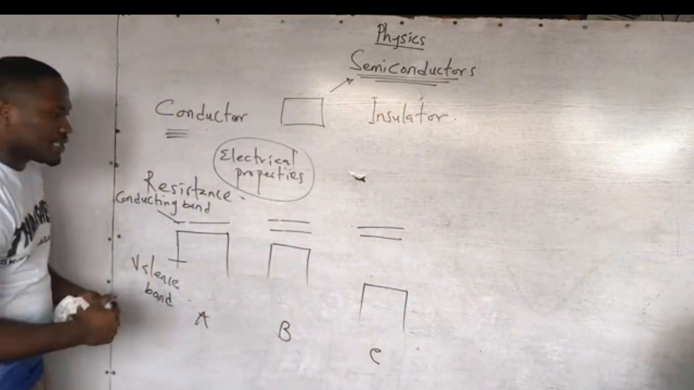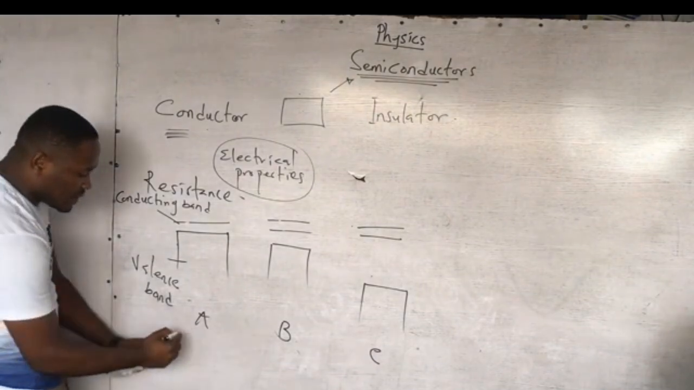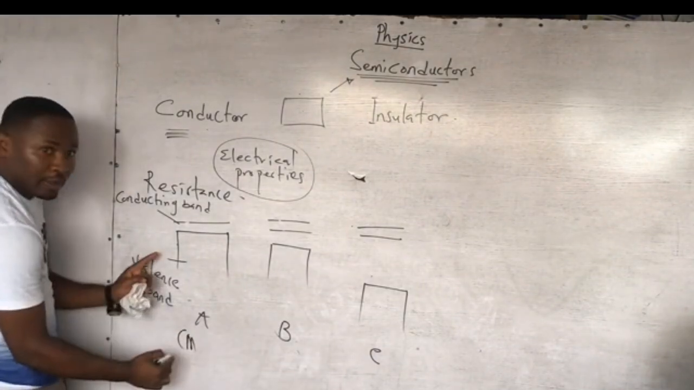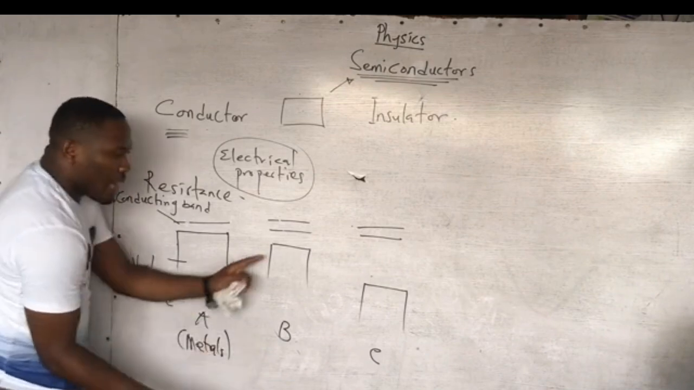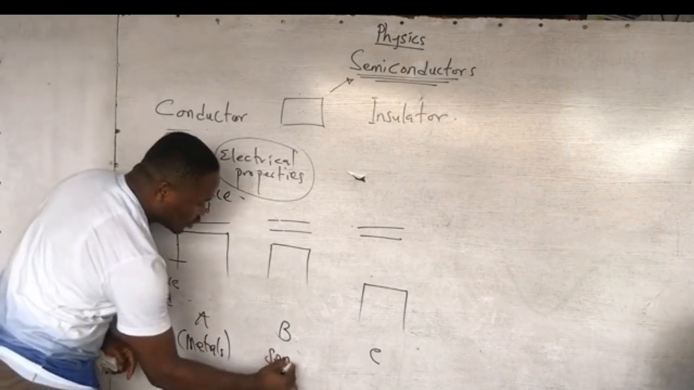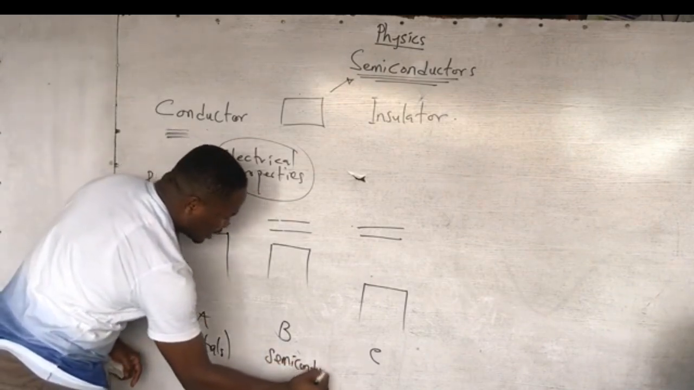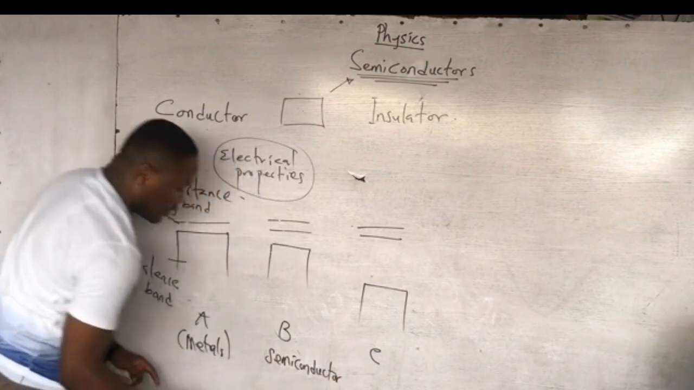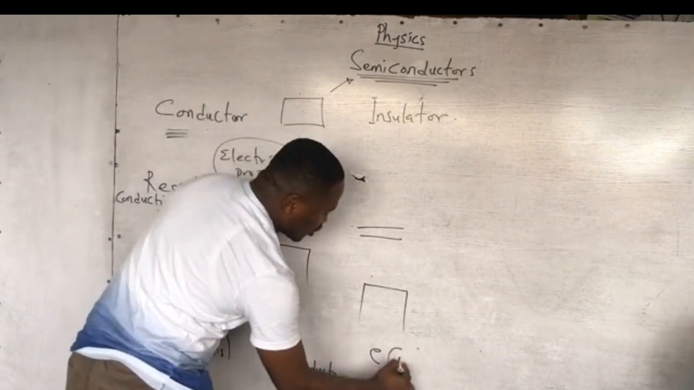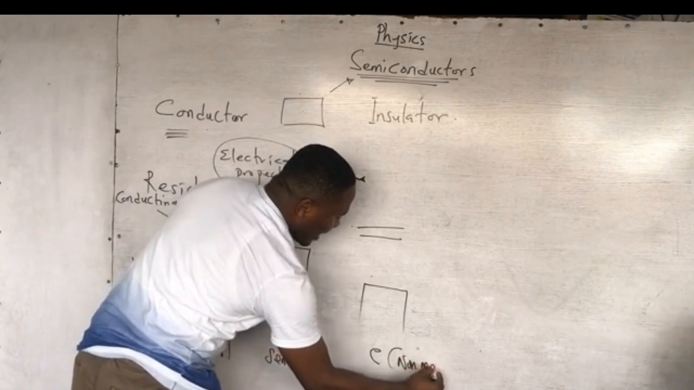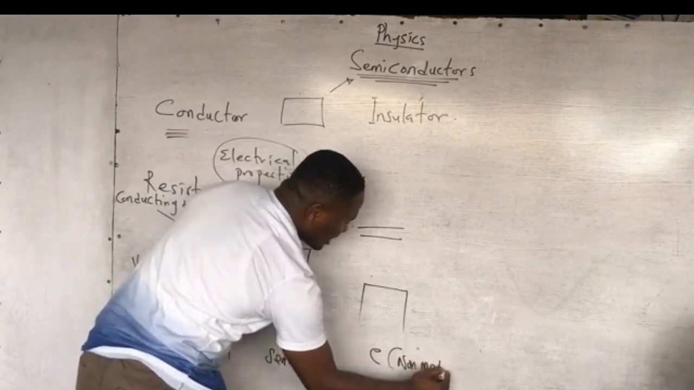Hence, what can you say? A is for metals, B is for semiconductors. Please take note of this diagram, very, very important. B is for semiconductors, C is for non-metals.